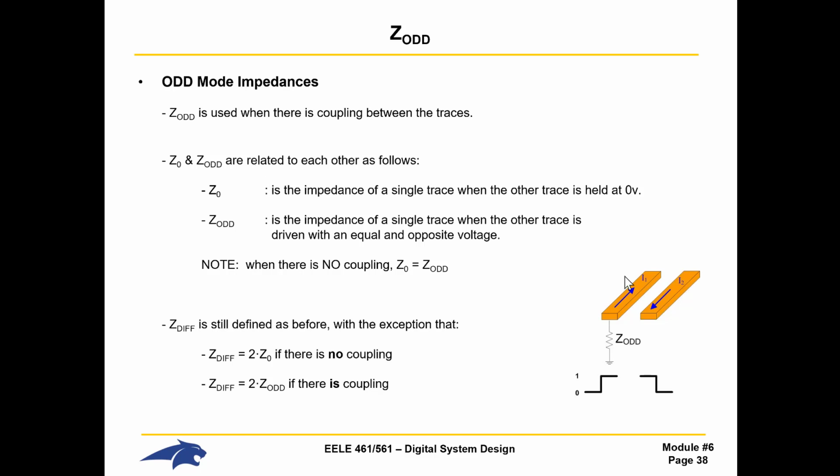All right, now what happens if these couple? We already defined what it looks like if they're not coupled. So Z diff is 2 times Z naught. If we bring these together, all that changes in terms of the difference between Z naught and what we call Z odd is that they're coupled. But it's the same thing. So we can extend that and say if there's coupling between these, meaning that we just brought the traces really close together, then Z diff could be defined as 2 Z odd. So these two equations are the simplest way to come up with Z diff. One is for no coupling, so the lines are really far apart, and one is for when there is coupling, when they're really together. And this is an important concept because you can use differential signaling without having coupling between the traces. You can absolutely do that.